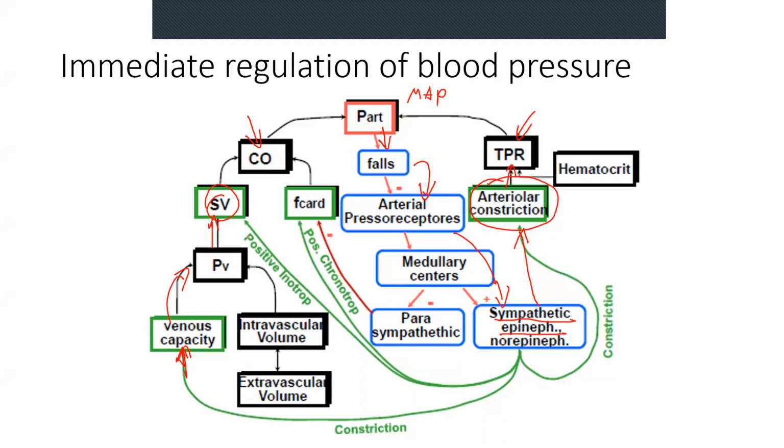Now, the final thing that it's going to do is carry a positive chronotropic effect, which also will increase cardiac output. So what happens here is you're going to have higher stroke volume and the heart is going to beat faster, which will increase cardiac output, increasing your arterial pressure.